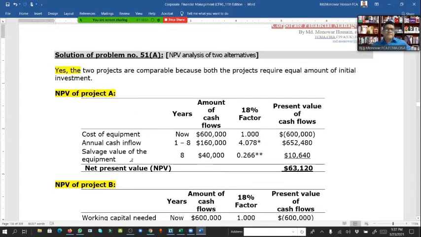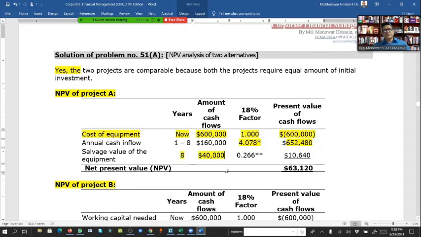So project A, cost of equipment 6 lakh is minus in year 0. Annual cash inflow for 1 to 8 years, every year we get 1,60,000 for the 8 years. So taking again from the sheet, annuity of 8 years, 18% factor 4.078. Multiply with this 1,60,000, we'll get 6,52,480.